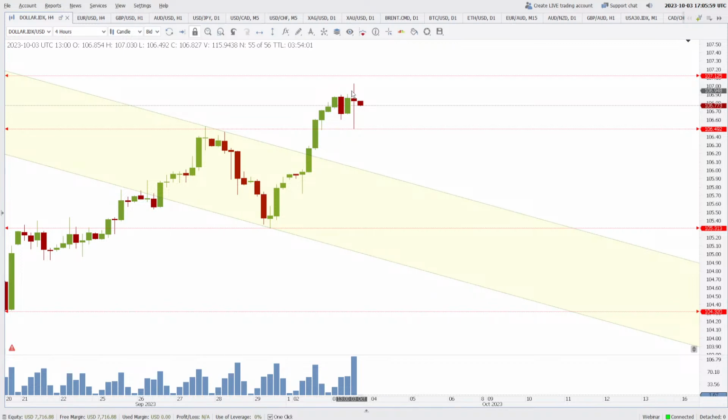So if we have to sell this market on the 4-hour basis, we can sell this market below 106.49. But if you have to sell it for the long term on the daily basis, then we need a price below 105.31 to close on the daily closing basis, so that we can look for selling opportunities in the dollar index.